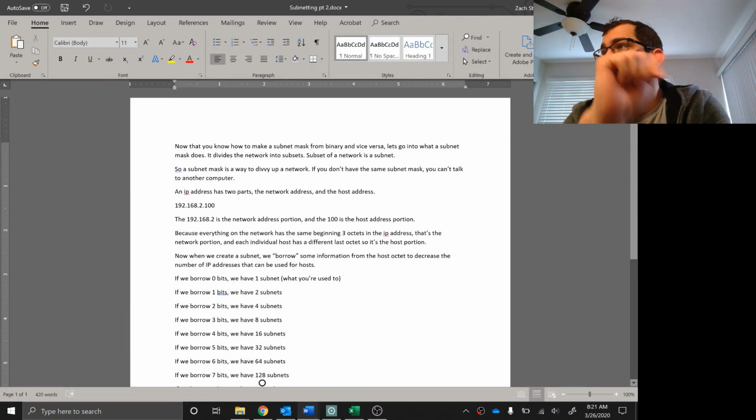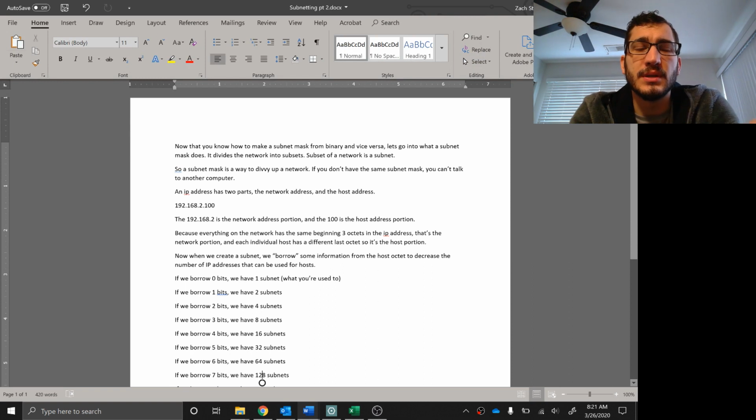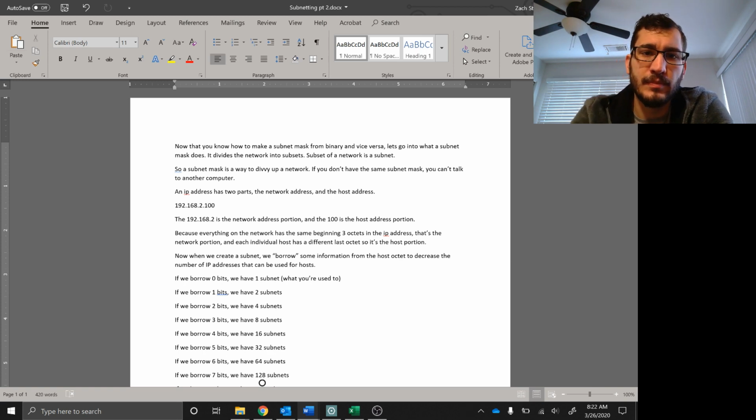We've gone over how to go from a subnet mask of 255.255.255.0 to binary, which would be all ones followed by eight zeros, and we know how to go from binary back into a subnet mask with decimal numbers. So what does a subnet actually do? It divides a network into a bunch of little networks. It subdivides a network, or it's a subset of a network. Subnet. So it's a way to divvy up the network.